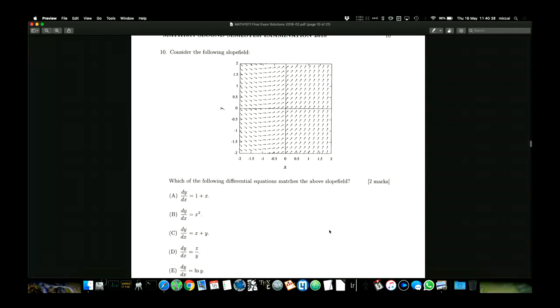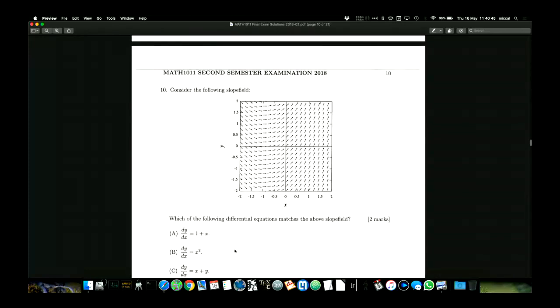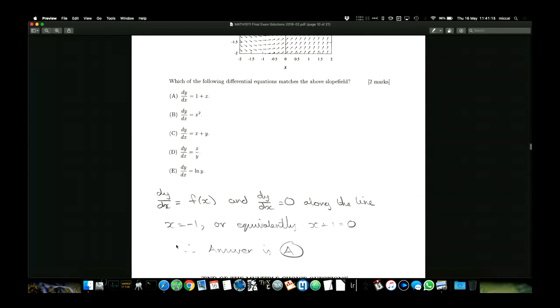Right, so that immediately eliminates C, D and E, doesn't it? So now you've got to decide, is it A or B? Well, B is saying that along the line x equals 0, the slopes would be 0. But along the line x equals 0, the slopes are definitely not 0, are they? This one is saying that when x equals minus 1, the slope should be 0. And the slopes are horizontal there, so it's got to be A. So that's the sort of thing I will ask.